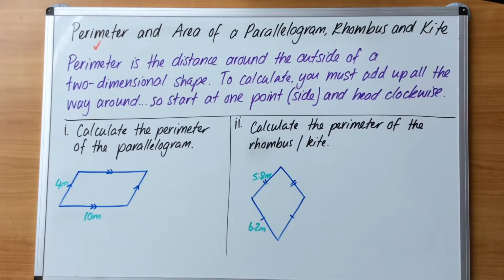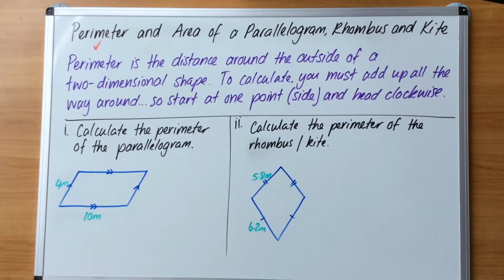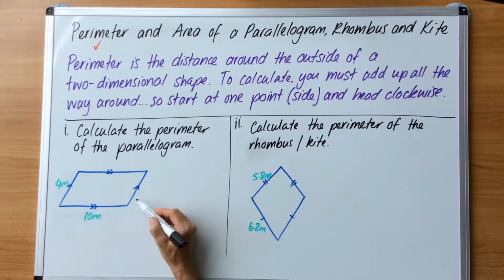We have two examples here. I'm going to focus on question 1 for you now. It says calculate the perimeter of the parallelogram. We have been given two measurements, 4 meters and 10 meters. Now I've got some missing measurements here, so I'm going to write them in.